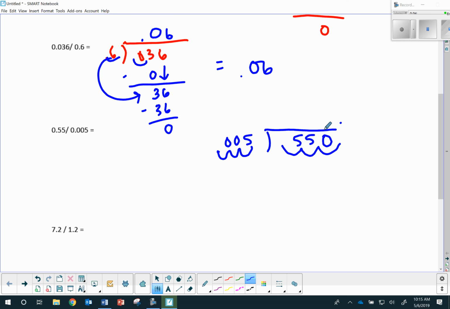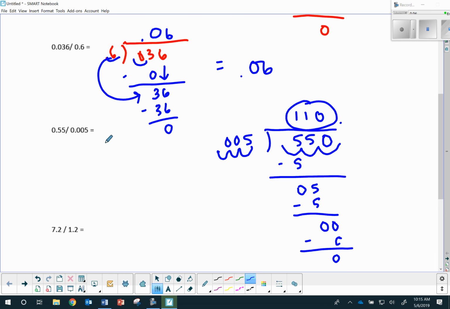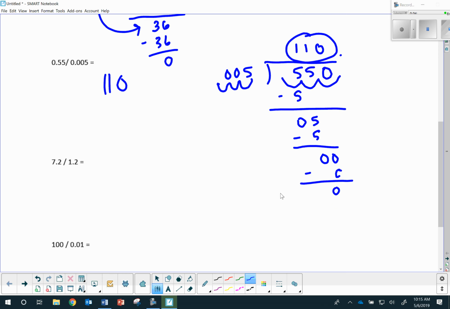5 goes into 5 one time. 5 times 1 is 5. Subtract, bring down my 5. 5 goes into 5 one time. Multiply, get 5 again. Subtract, bring down a 0. 5 goes into 0 0 times. 5 times 0 is 0. Subtract. Therefore, my answer is 110.